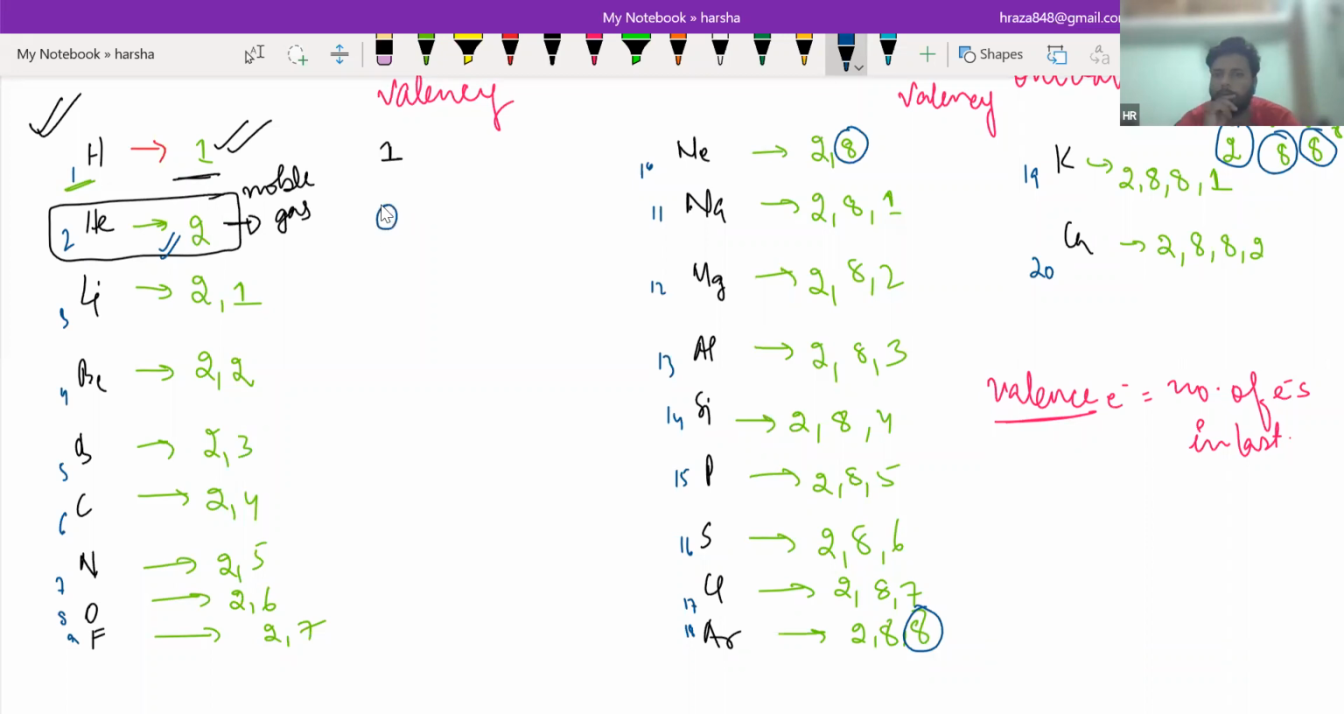It has valency 0. This valency shows basically how it will react. This is basically for higher classes. You just have to concentrate on how we are going to find valency. Valency has one rule: look at the valence electrons, which means the last shell. You can see the first shell and the last shell. How many electrons does it have in the last shell?